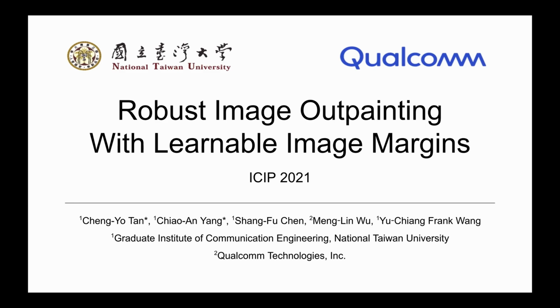I'm very glad to share our paper, Robust Image Outpainting with Learnable Image Margins. This is a joint work with Cheng-Yo Tan, Chaoan Yang, Shangfu Chen, Mengling Wu, and Yucheng Frank Wang.